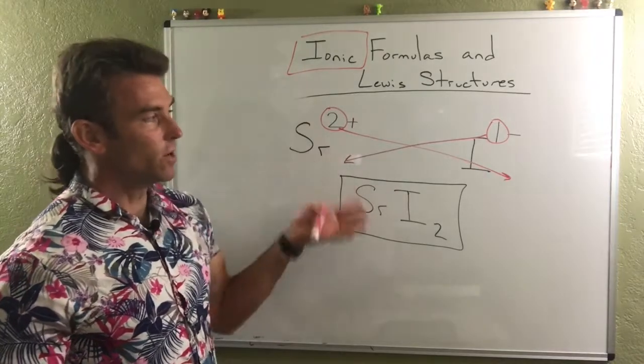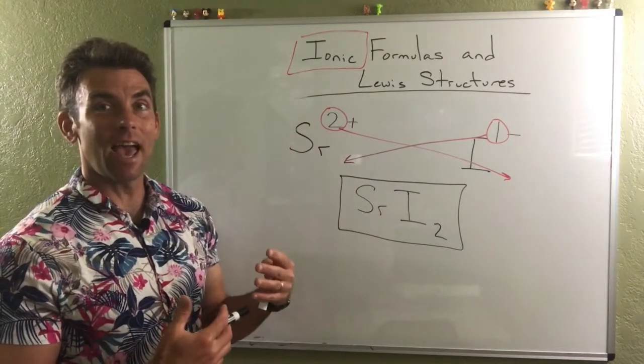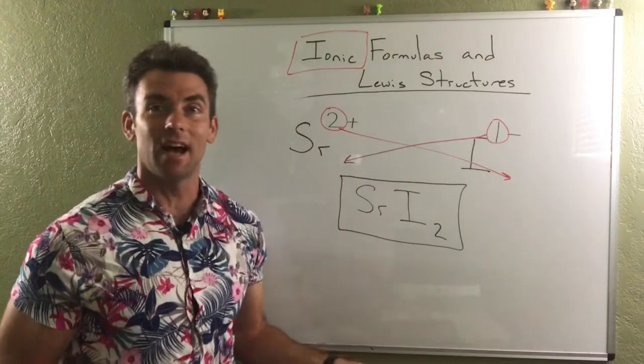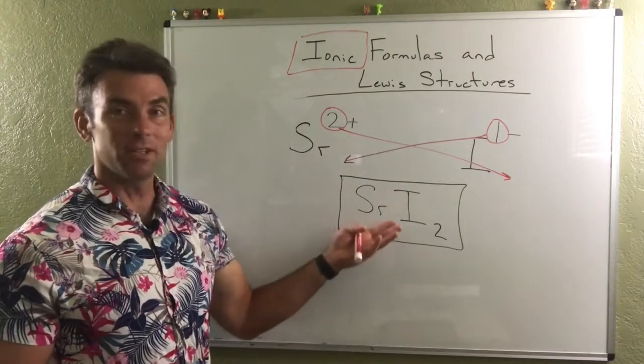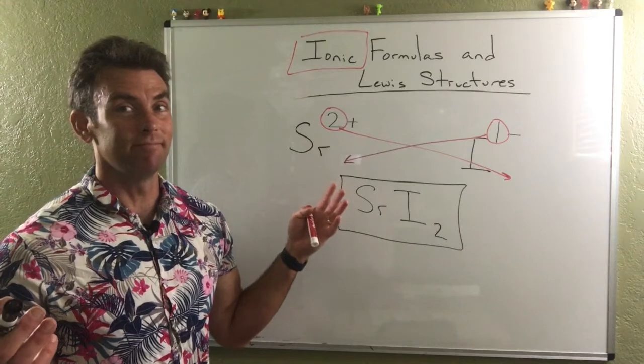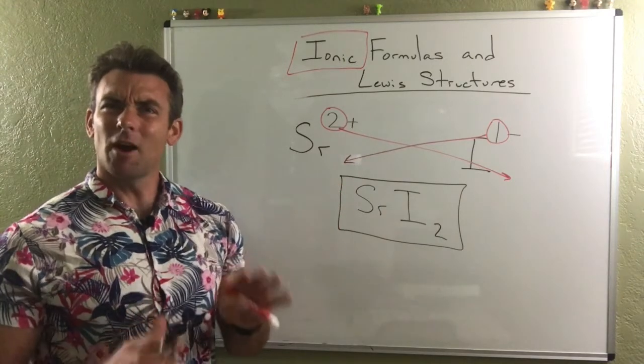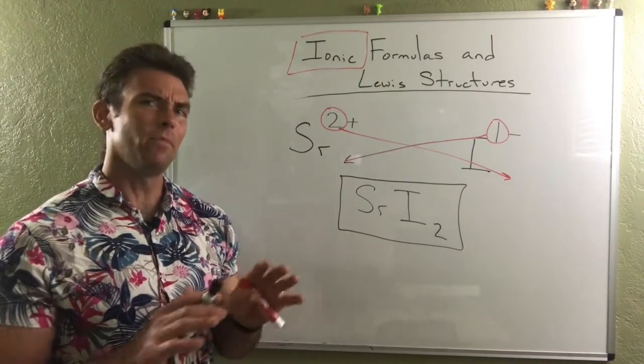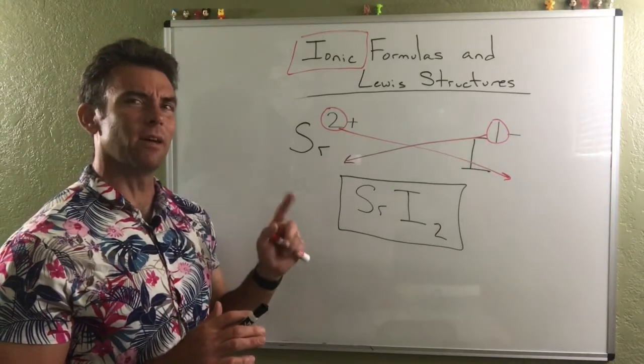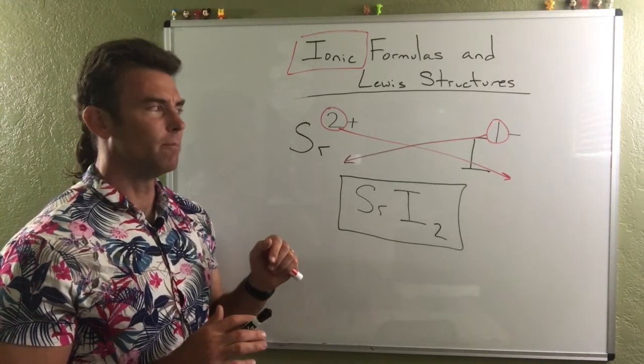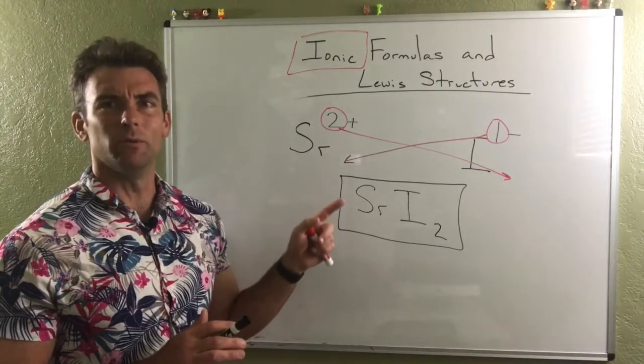It turns out you can do exactly this to any element that's in an ionic compound. You just do the crossy trick, you end up with a formula, and that's pretty easy. Now when it comes to transition metals though, there's a little bit of a special trick that we have to play sometimes, which I'll show you.